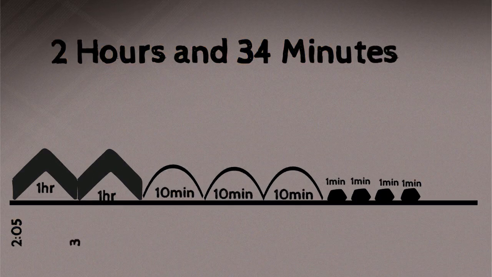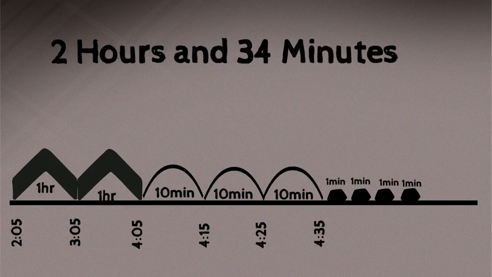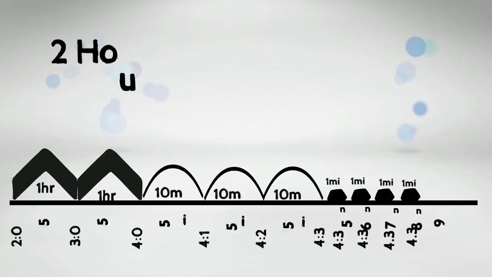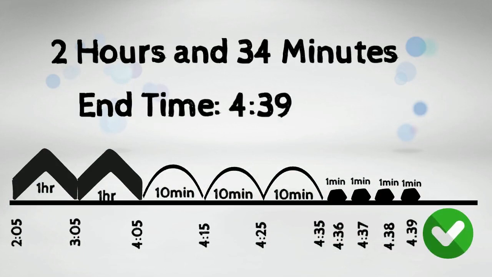So 1 hour past 2:05 is 3:05, 1 more hour past is 4:05, 10 minutes past is 4:15, another 10 minutes past is 4:25, and another 10 minutes past is 4:35. Then 1 minute past 4:35 is 4:36, 1 more minute past is 4:37, 1 more minute past is 4:38, and 1 last minute past is 4:39. So after doing our calculation using mountains, hills and rocks, we found out that our end time is 4:39.